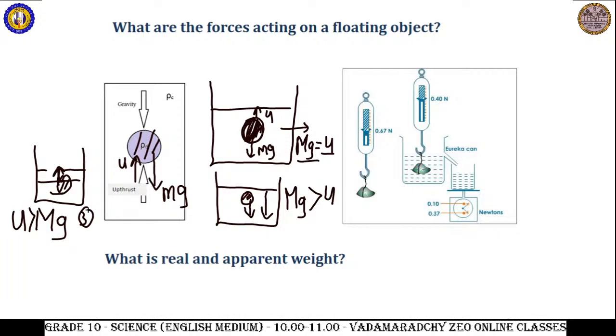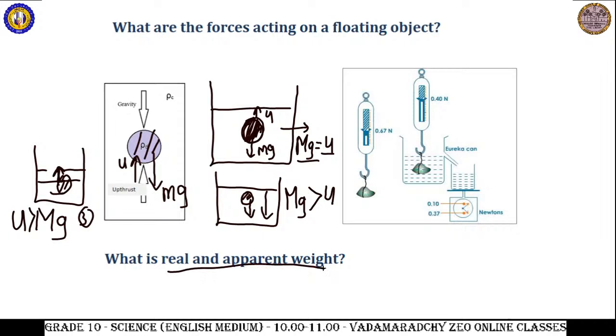If the object is floating, fully submerged, at that condition mg is equal to upthrust. Weight is equal to upthrust. Okay. Next, we will see what is the real weight and apparent weight.